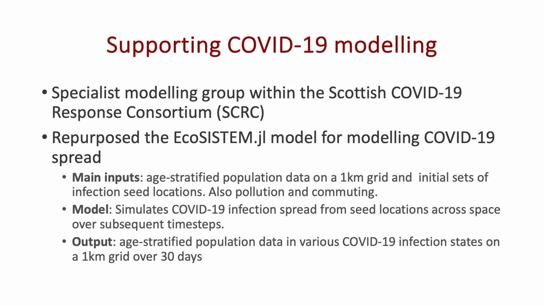My expertise is in information visualisation, and my co-authors had developed a model called Ecosystem JL, simulating the dynamics of plant growth, competition and reproduction. They repurposed it for modelling the spread of COVID-19. The model takes 1 km square resolution age stratified population data and a set of initial infection seed locations, and it simulates the spread of COVID-19 over a 30-day period. In the model outputs, the resident population is classified into different COVID infection states.